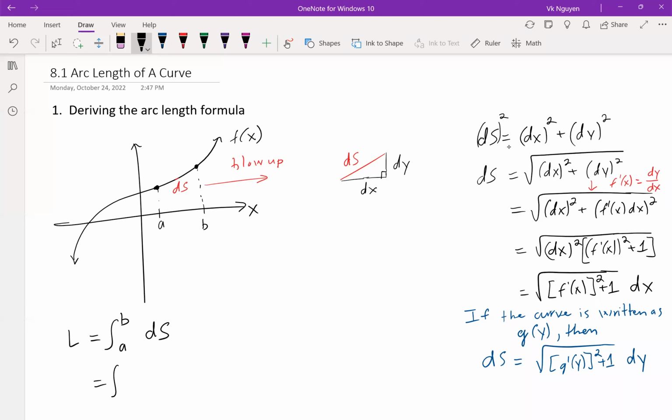And this would be the integral of the root of f prime x squared plus 1 dx, from a to b. A nice way to write out the arc length is just the integral over the curve C of ds, and this part is the curve C.